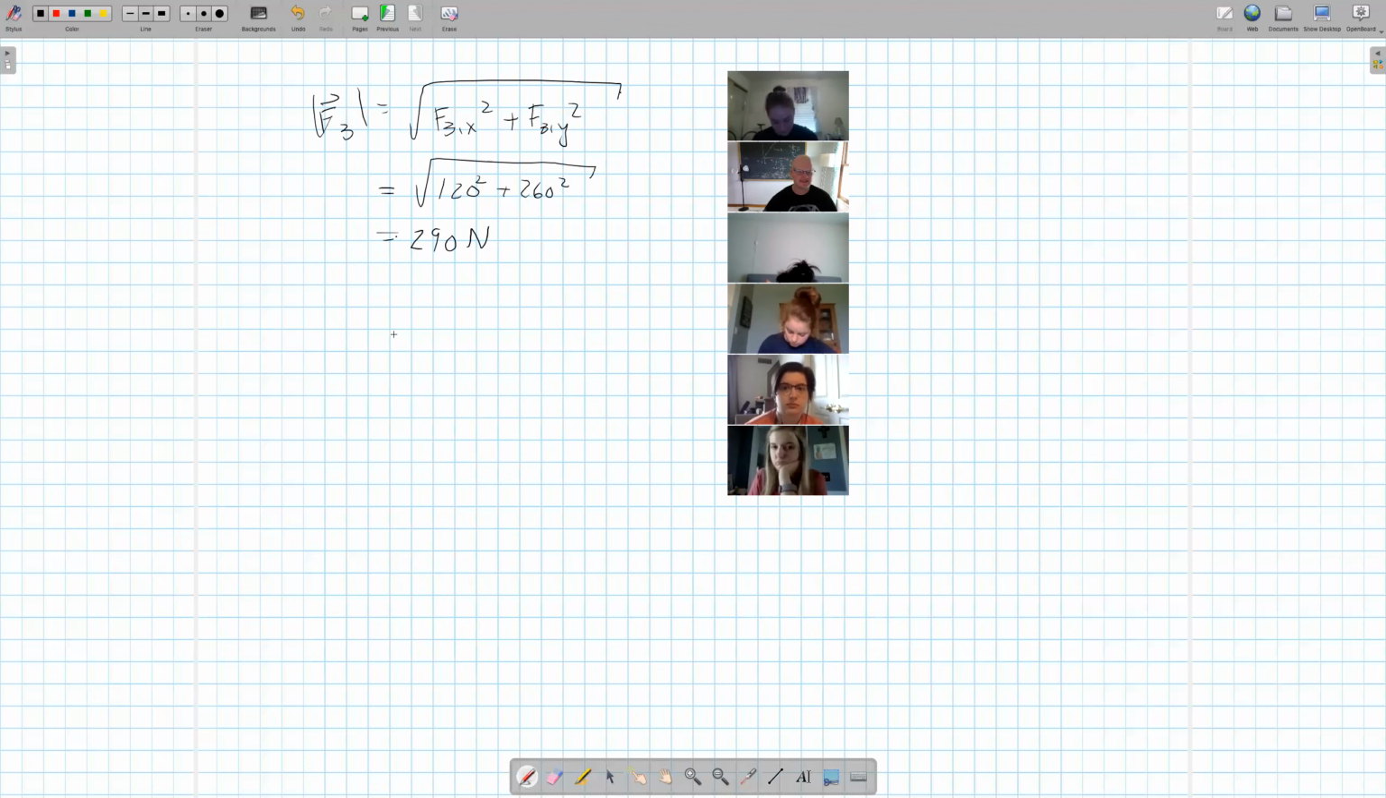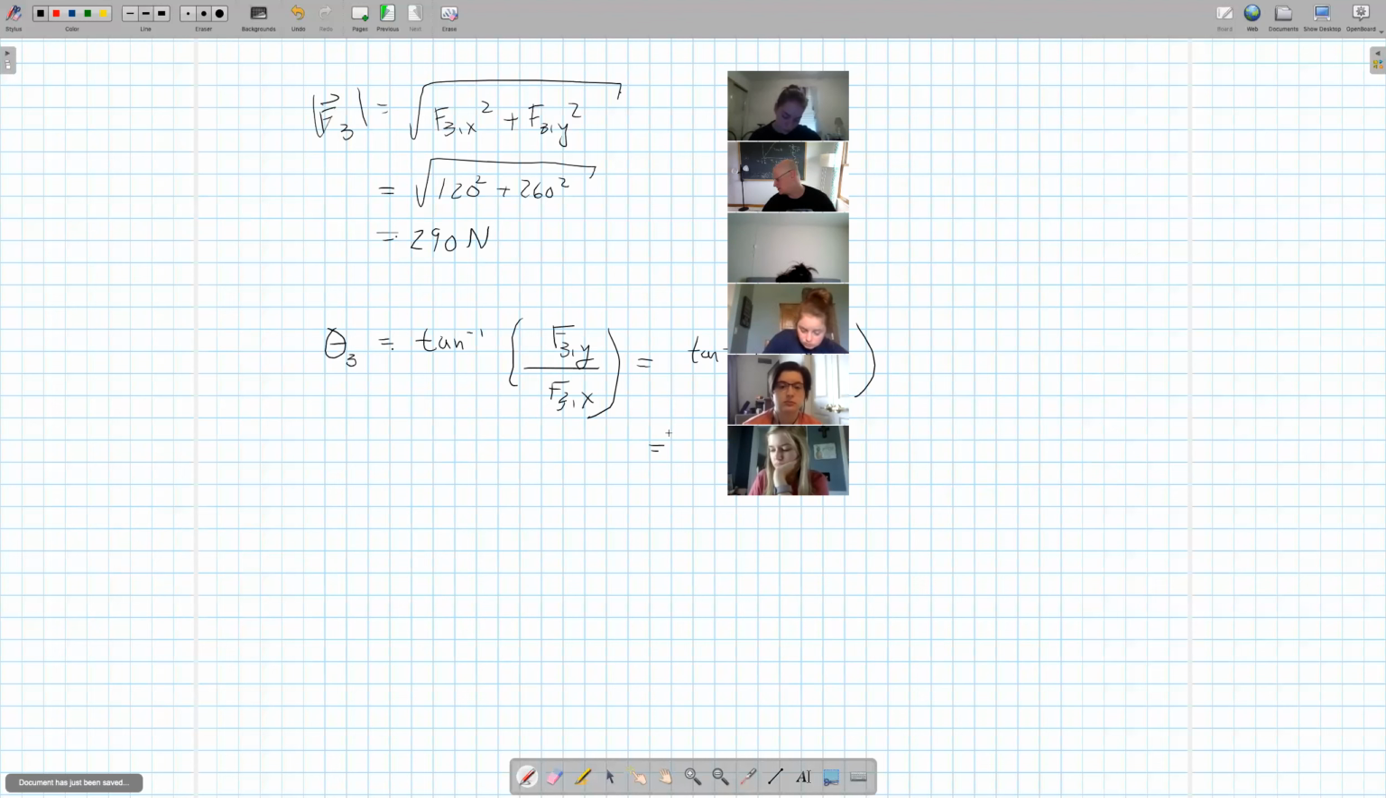And remember, a vector needs to have two pieces of information, at least in 2 dimensions: its magnitude and its direction. So for the direction, we have the angle, let's call that angle 3, equal to the inverse tangent of the Y portion divided by the X portion. So in this case, it's the inverse tangent of 260 divided by 120, which is equal to 65 degrees.